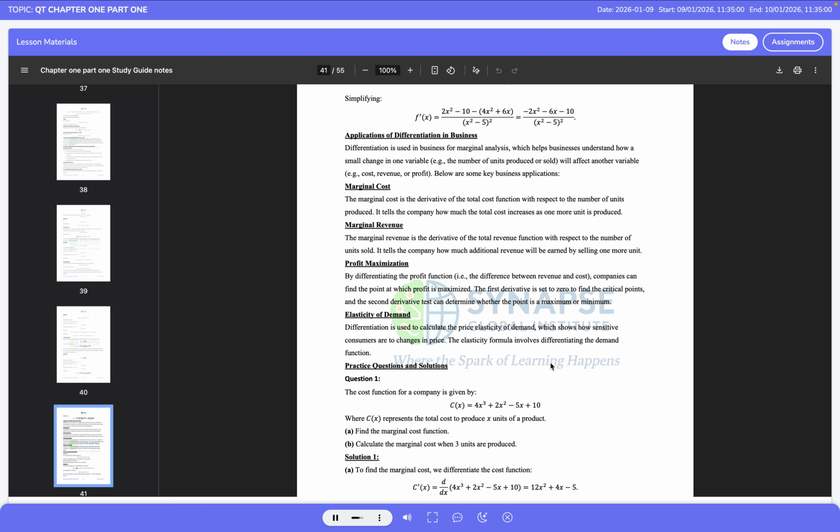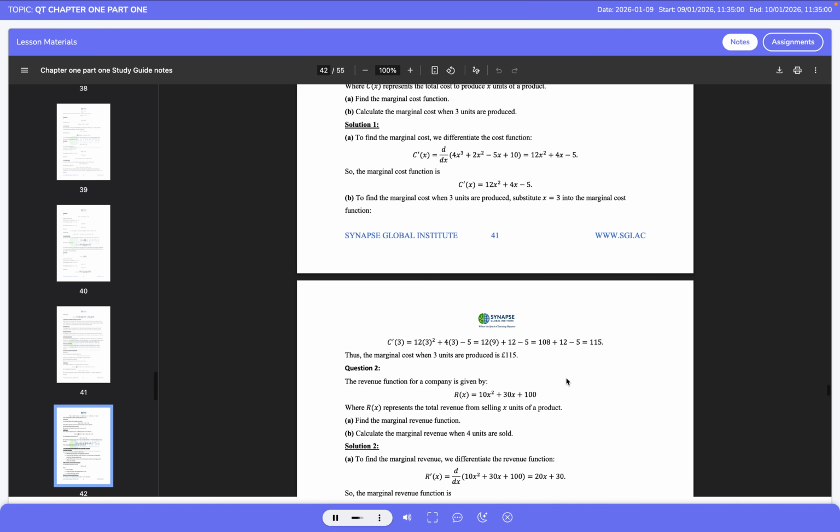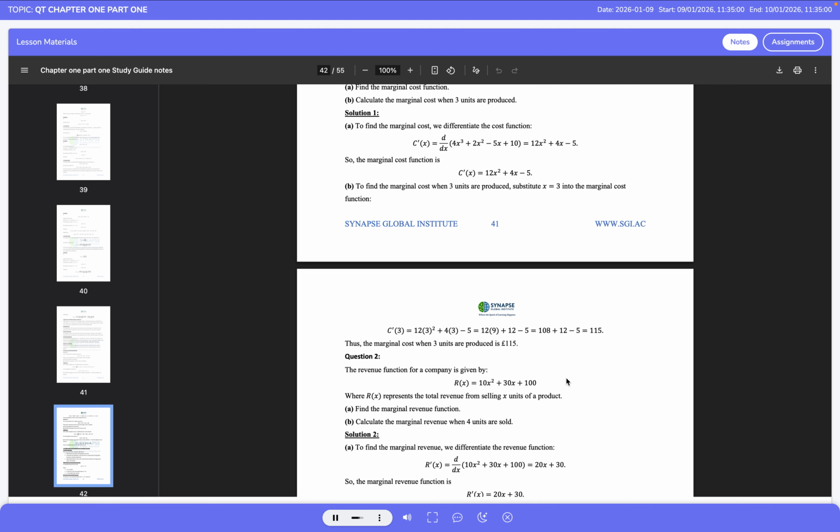We now work through the practice questions. In the first question, the total cost function is given as 4x cubed plus 2x squared minus 5x plus 10. To find the marginal cost, we differentiate this function. The derivative of 4x cubed is 12x squared, the derivative of 2x squared is 4x, the derivative of minus 5x is minus 5, and the derivative of 10 is 0.